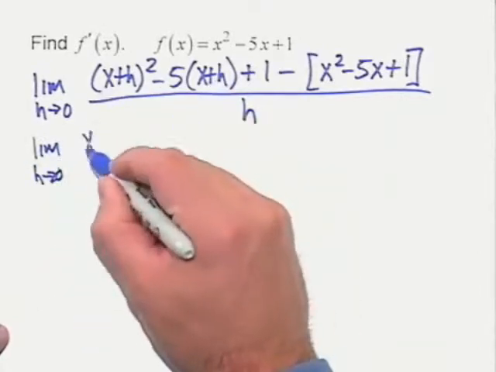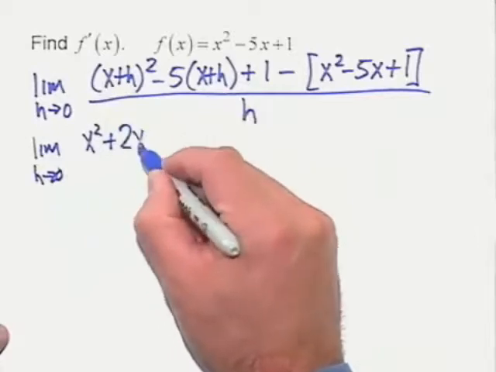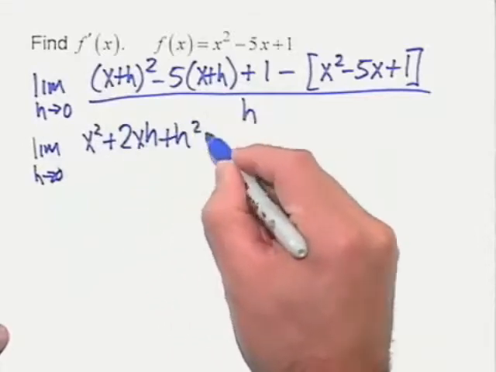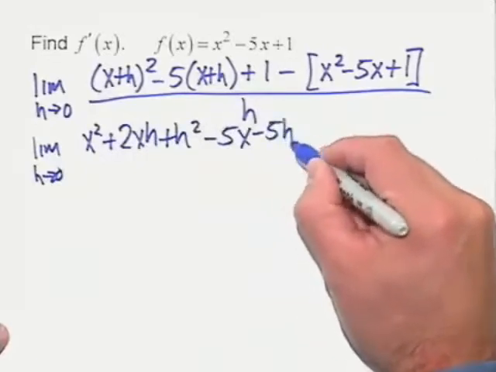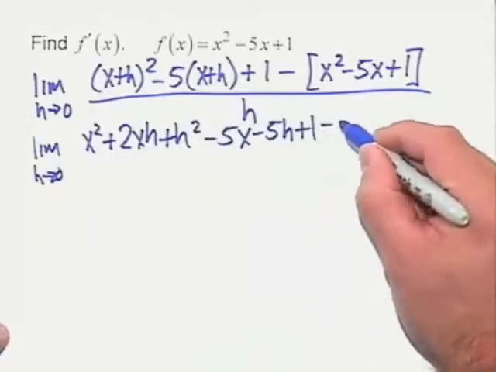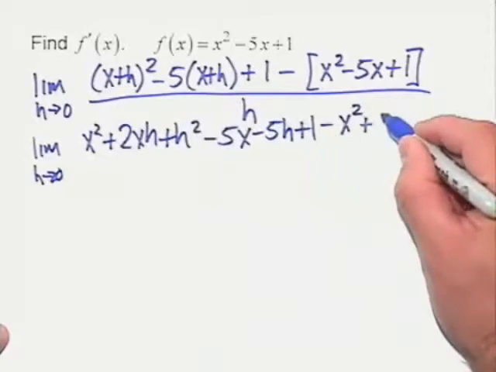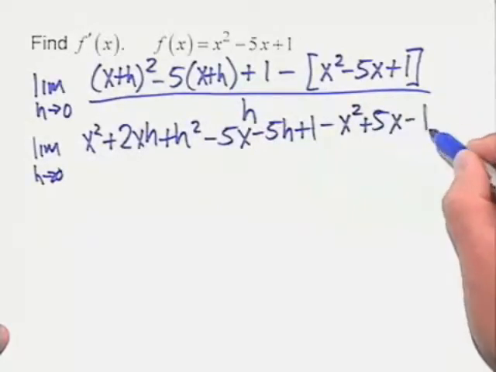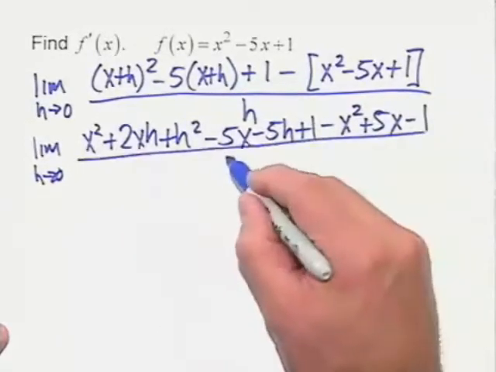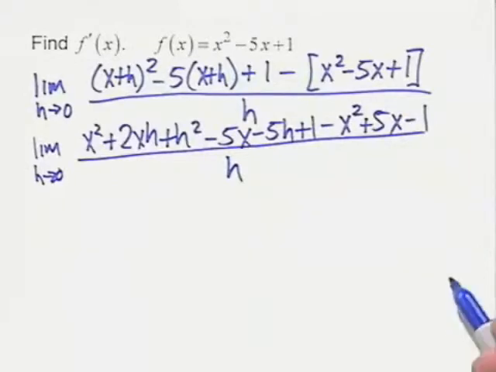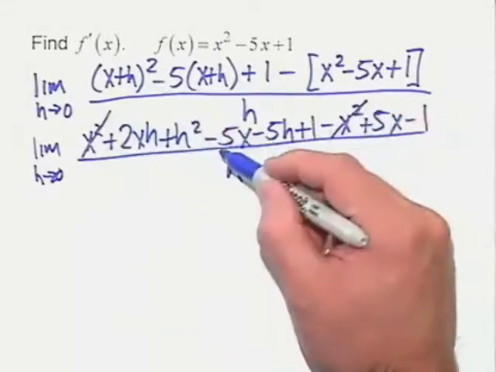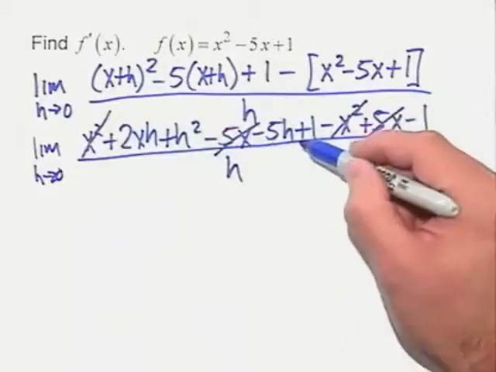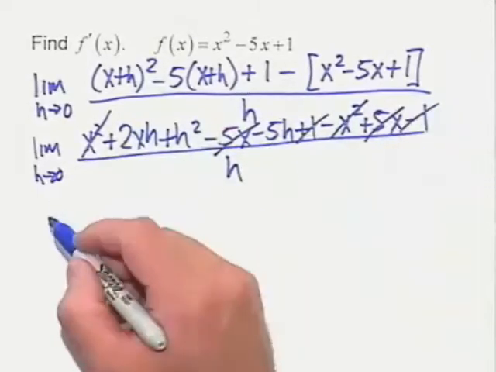Foiling this out, we obtain x squared plus 2xh plus h squared minus 5x minus 5h plus 1 minus x squared plus 5x minus 1 all over h. Now, the nice thing about this definition is that we get terms to cancel. X squareds cancel out here. We get the 5x's to cancel out there, and as well, the 1's cancel. So let's clean this up.